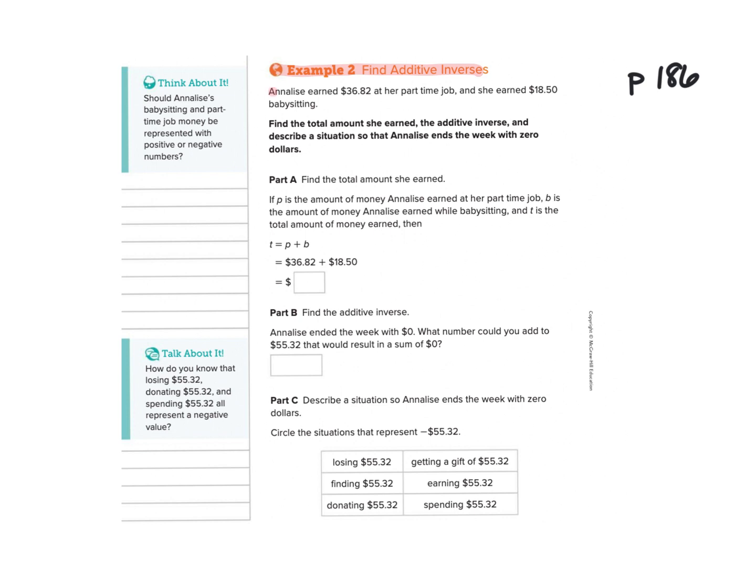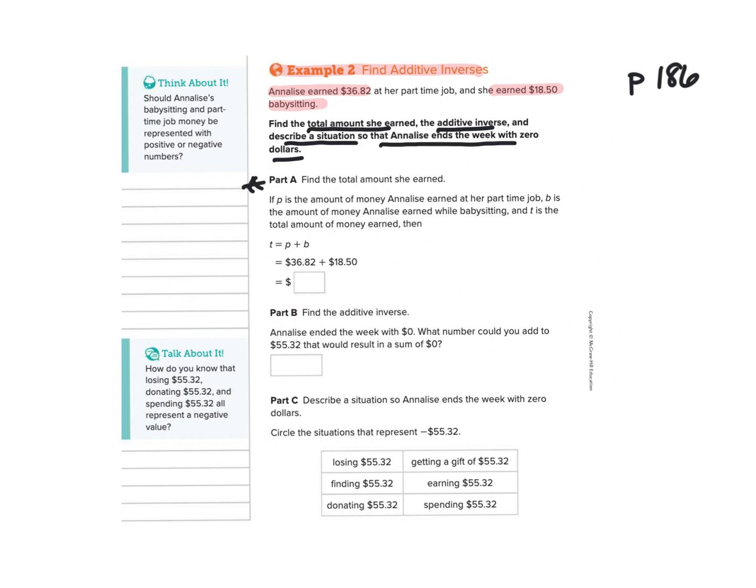All right, it says Annalise earned $36.82 at her part-time job and she earned $18.50 babysitting. Okay, so it says find the total amount she earned, the additive inverse, and describe a situation so that Annalise ends the week with $0. So we have three things to do. It kind of split it up for us.